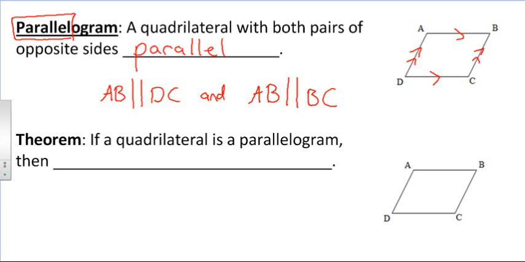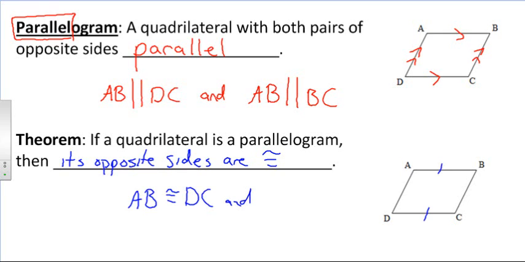There are a bunch of theorems that we're going to learn about parallelograms, and these are all properties that are true for every single parallelogram. The first one: if a quadrilateral is a parallelogram, then we know that its opposite sides are congruent to each other. So not only are opposite sides parallel, they are also congruent, meaning AB is congruent to DC and AD is congruent to BC. Again, those are true for any parallelogram, not just the ones I have drawn here.